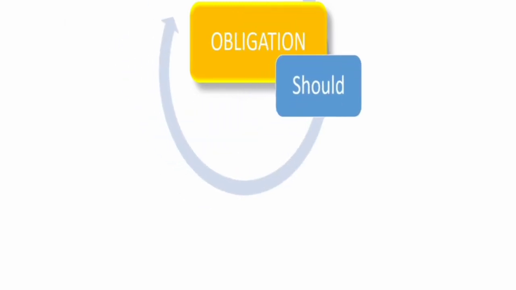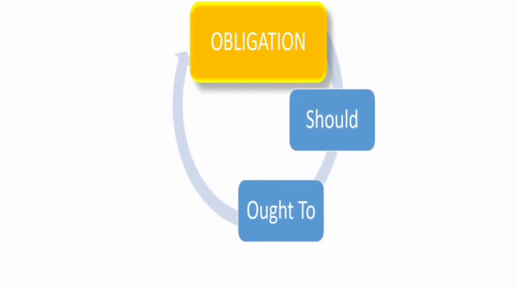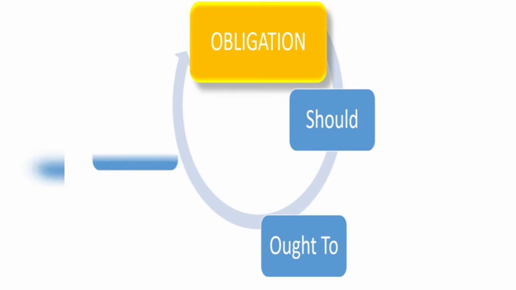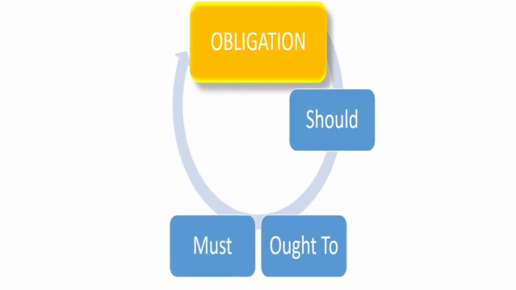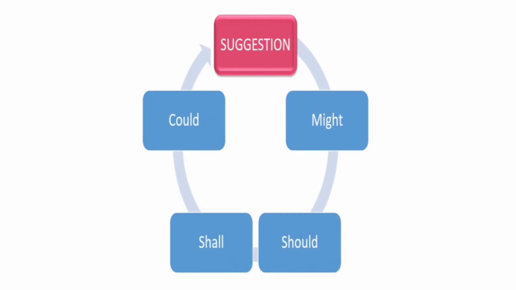We have another way of using modal verbs, and that is obligation. Some modal verbs are used as an obligation, and we have should, ought to, must. Shall is also used to show obligation.